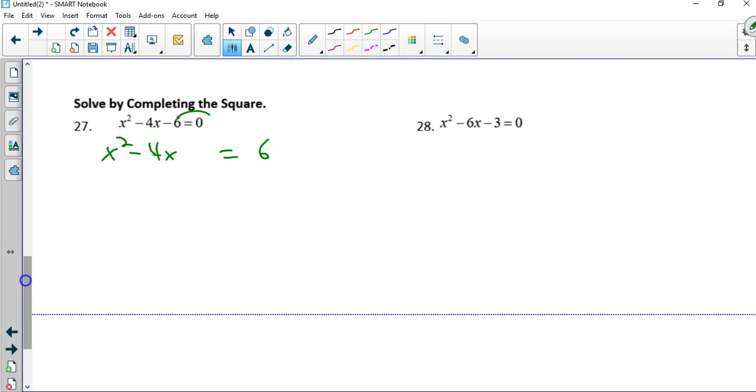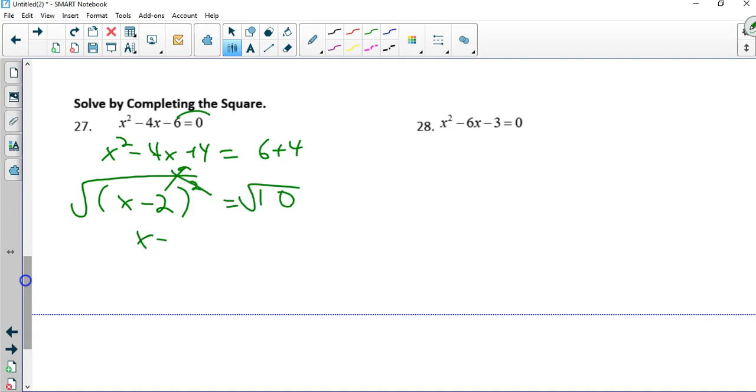Now we're going to use that method we just did. And here's the cheat. X minus 2 squared. This is going to be plus 4. Whatever we add to one side, we must add to the other. That gives us 10. Now we just use our square root property. Square root cancels. X minus 2 equals plus or minus square root 10. Nothing simplifies on 10. So my answer is just simply 2 plus or minus root 10. And that's it.